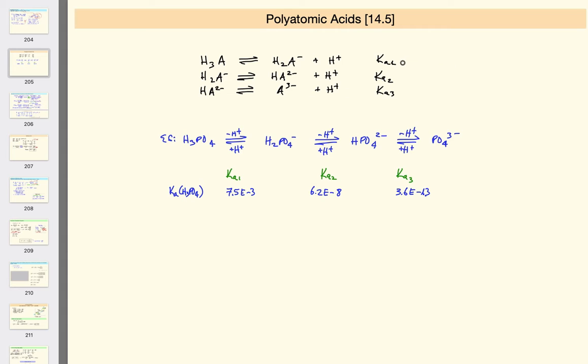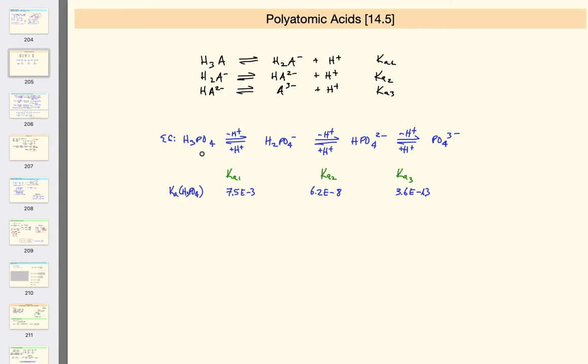Now, what you need to know is that each of those steps is a reaction and they are not equal. They have very different Kas. And what you will see generally true is the Ka1 is always greater than the Ka2, which is greater than the Ka3. So why is that? Well, because as you continue on, this anion becomes more and more negative, and that makes it harder for the positive charge to depart. Hence the lower Ka as you go down the line.